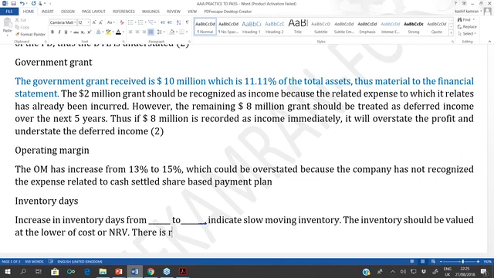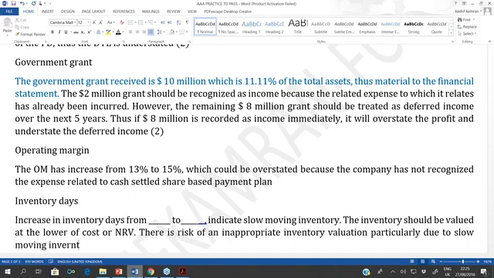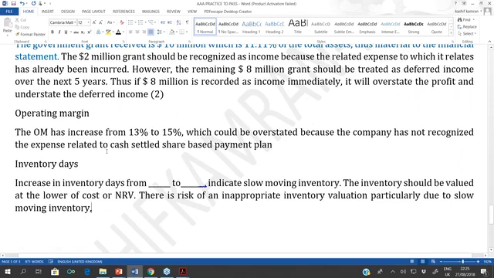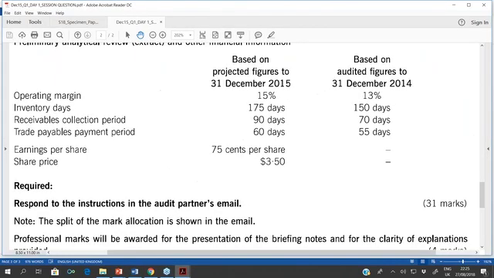There is a risk of an inappropriate inventory valuation, particularly due to slow moving inventory. Thus, inventory could be overstated. See, we found another risk from inventory. Okay, then next we have receivable days.